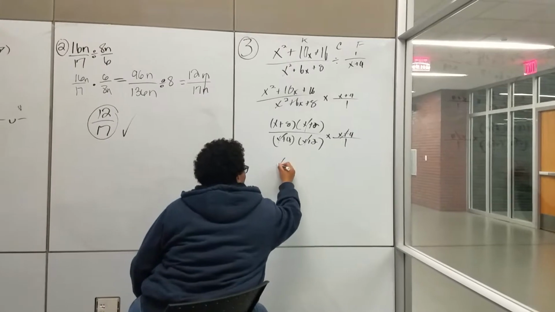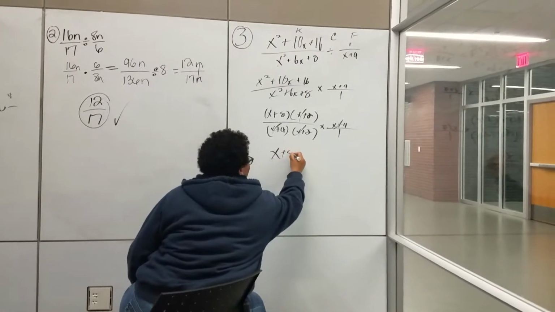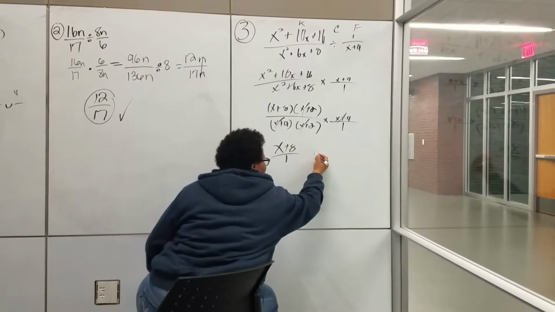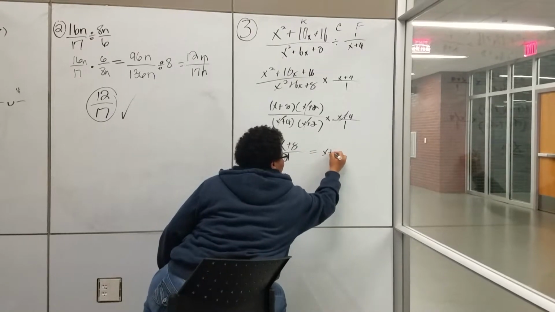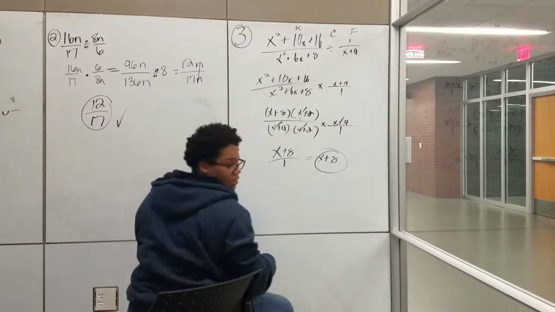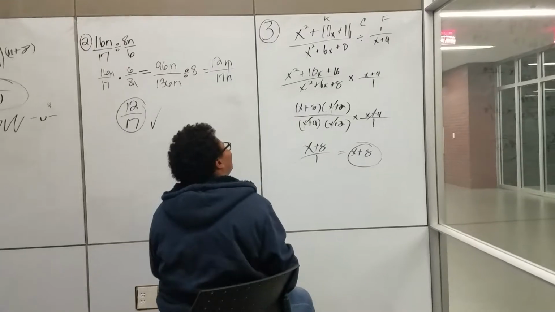That leaves you with x plus 8 over 1, which just equals x plus 8. Shabam. Okay.